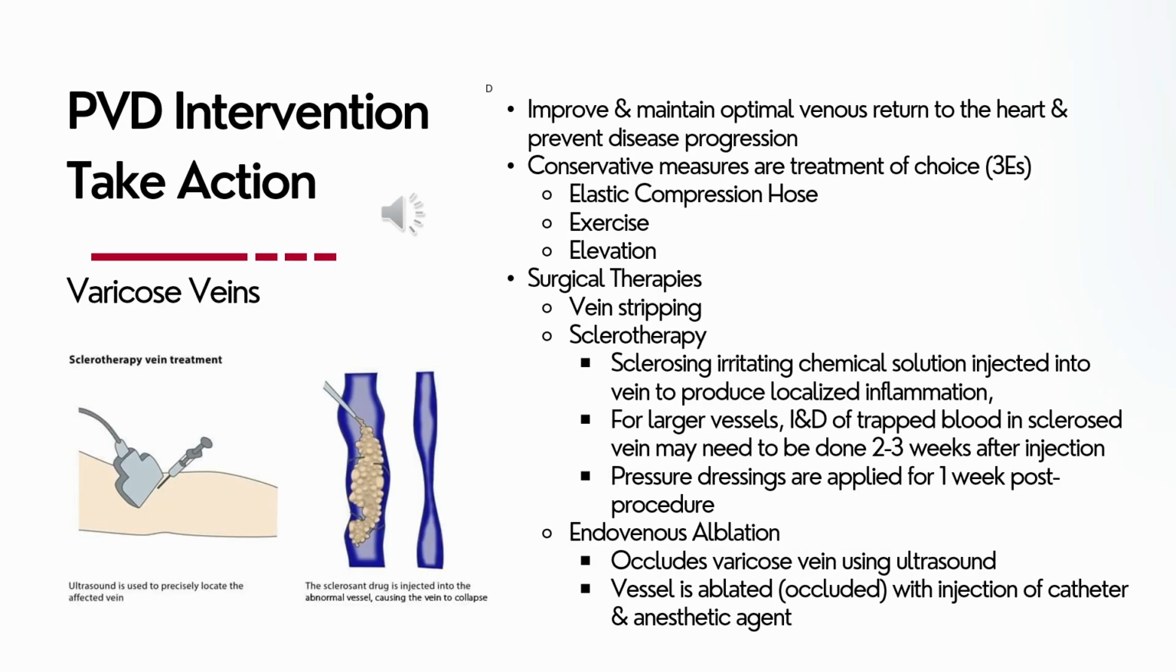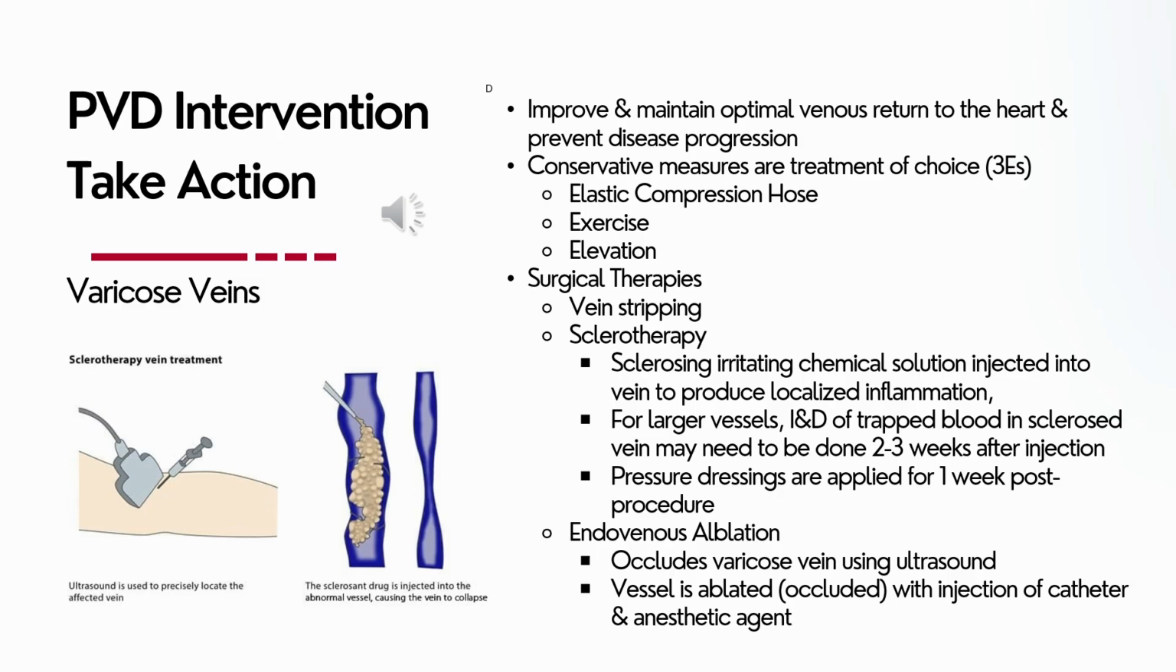All right, so now we're going to focus on interventions for managing varicose veins. The main goal here is to improve and maintain optimal venous return to the heart while preventing disease progression. The recommended first line of treatment includes the 3 E's: elastic compression hose, exercise, and elevation. Compression stockings apply external pressure to enhance venous return, and they come in various strengths, usually ranging from 8 to 10 millimeters of mercury. These are the same stockings we talked about on the last slide.